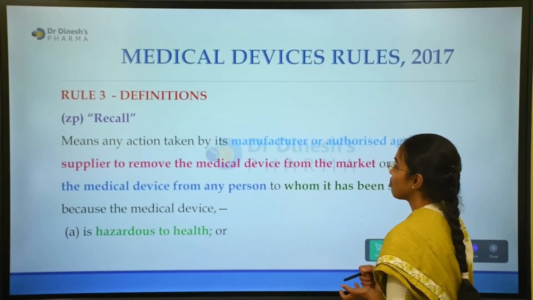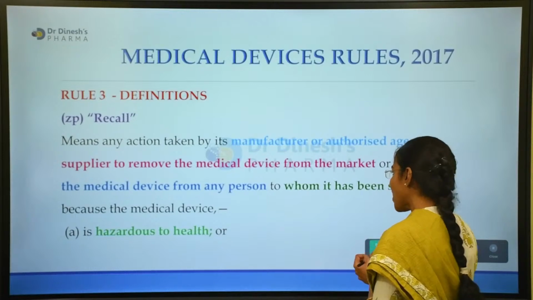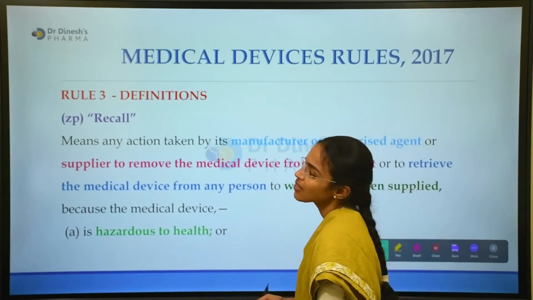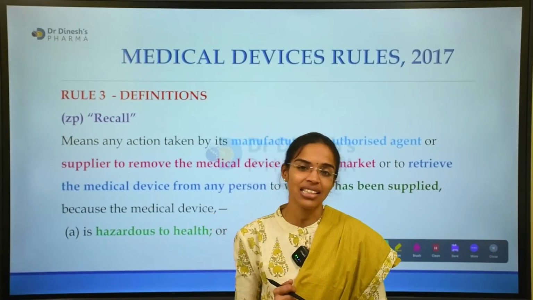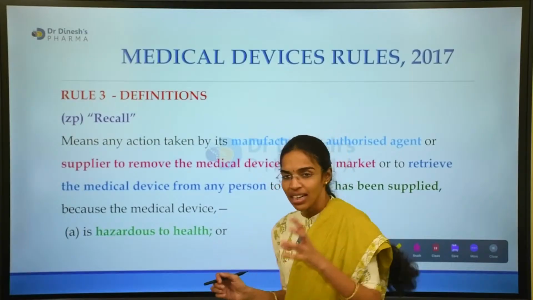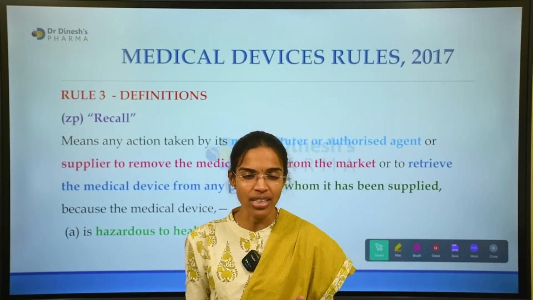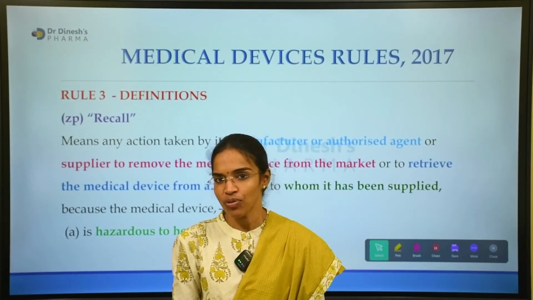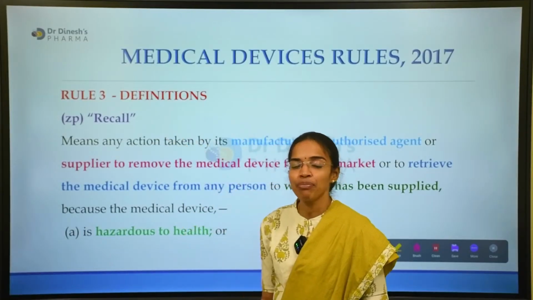Any action taken by the manufacturer, authorized agent or supplier to remove the medical device from the market, because it is hazardous to health. When a recall happens, usually, not always, it happens after post-marketing surveillance. Please remember, recall falls under 3ZP, very important.